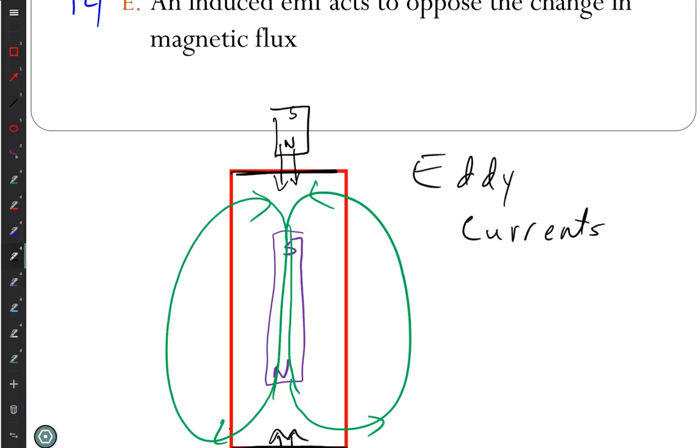What fundamentally can you do with this phenomenon? It didn't speed it up. It slowed it down. So we could use this to slow something down. And so we can do something like in roller coasters.